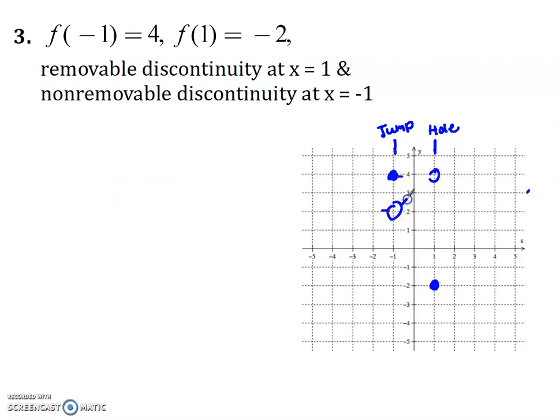is I could have just connected these 2 points. Okay. So that would still be a hole at 1, okay, because the left and the right side would both be connected to it, and then I could have just extended the left side of the graph from the solid point. So there's not just one specific answer. Okay? It can be anything that meets the given condition.